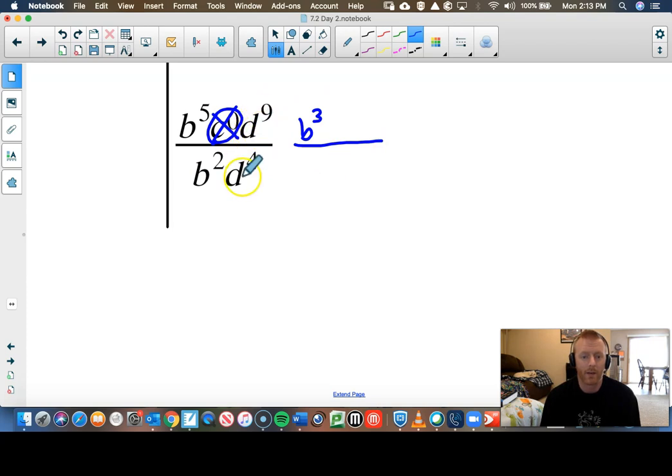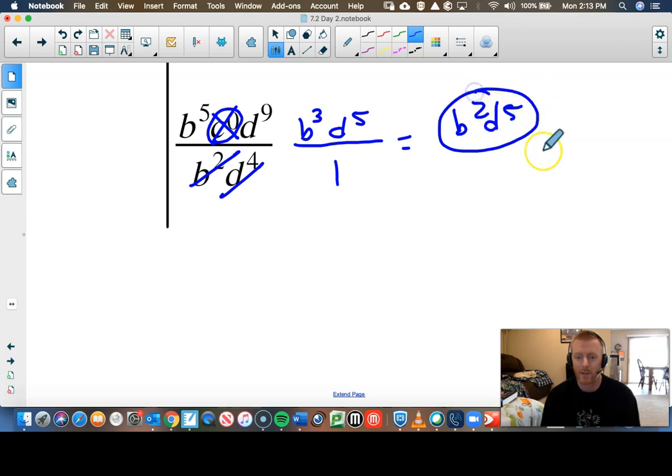D to the 9th over D to the 4th. Subtraction makes a D to the 5th. Now I have all of those things canceled out, so it's just like a little 1 left over. Realistically, I don't need to have that. All I need to have is B to the 2nd times D to the 5th. Now I showed you that way of writing it because we're about to have to deal with that.